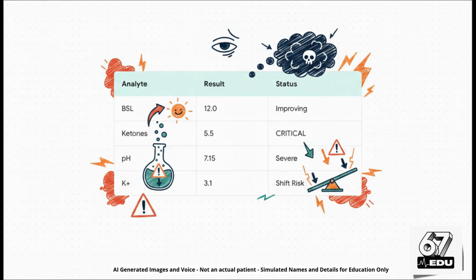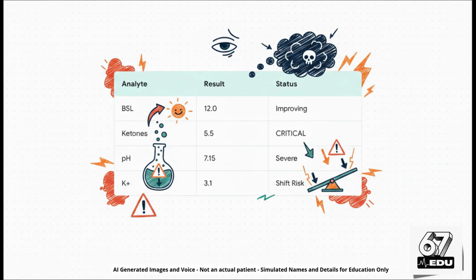Fast forward a bit to 14 p.m., and things get tricky. Chloe is now getting really difficult to rouse. But look at her blood sugar level. It's dropped nicely to 12.0. The status literally says improving. If you're just glancing at the sugar, you might actually think she's getting better.